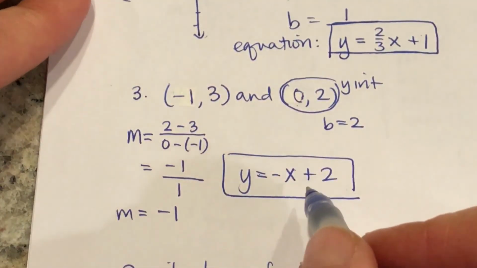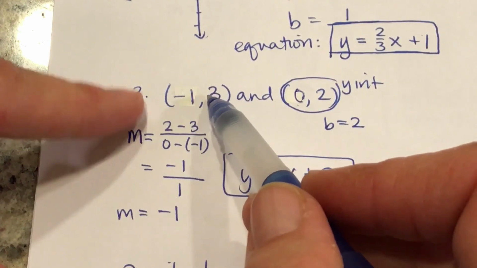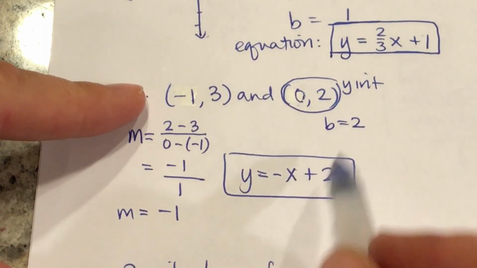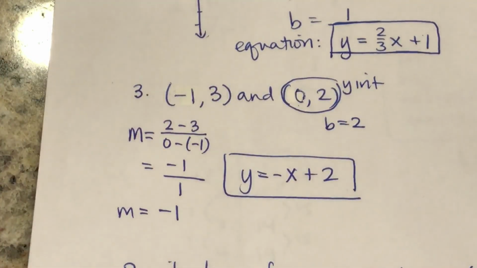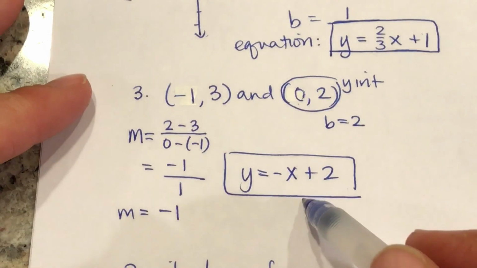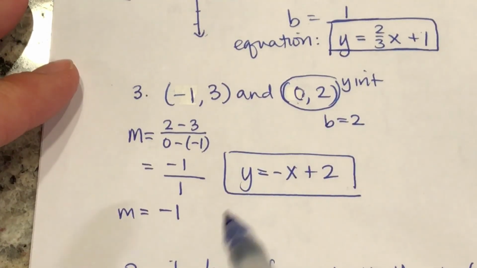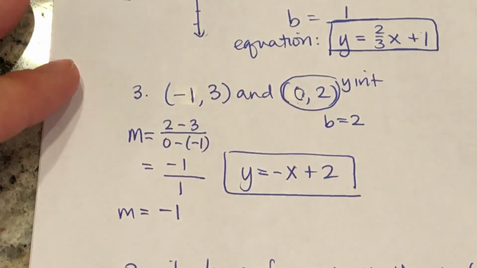So this right here is the equation of the line that goes through this point and this point. This line will go through both of these points. It has this y-intercept and it goes through that point. So this is the equation of the line through those 2 points. That's the way we say it: the equation of the line that goes through those 2 points.